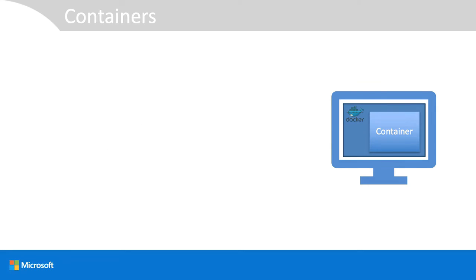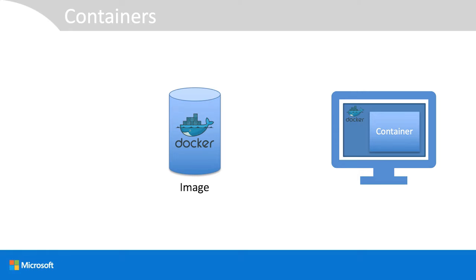A container runs on a computer using special software known as a container runtime, and the most popular runtime is called Docker. To use a container, you first create an image, and the image is really just a compressed file that contains everything that you need for your application.